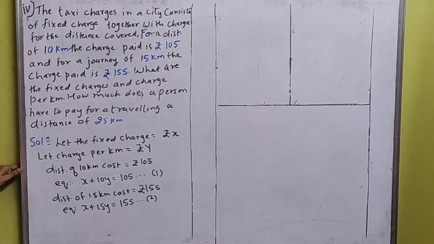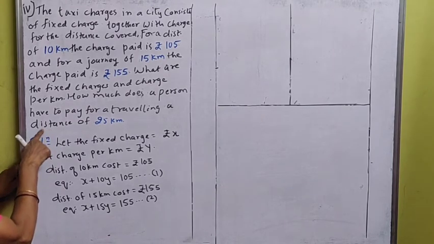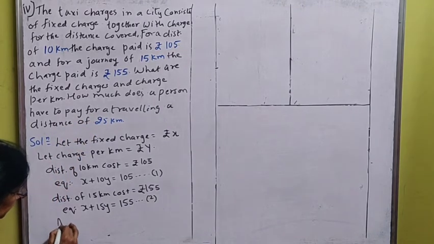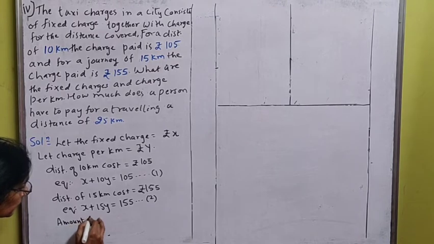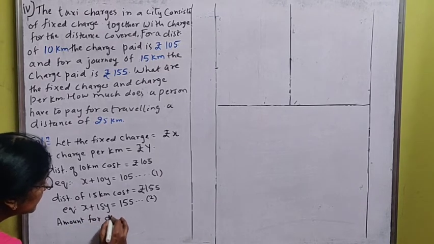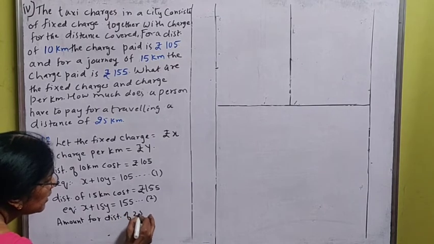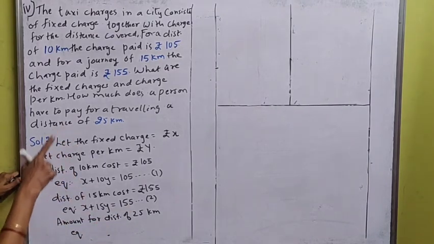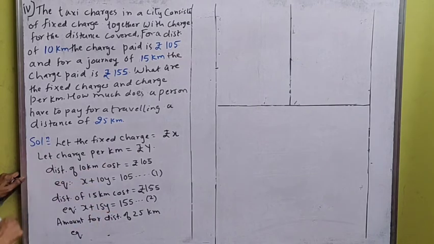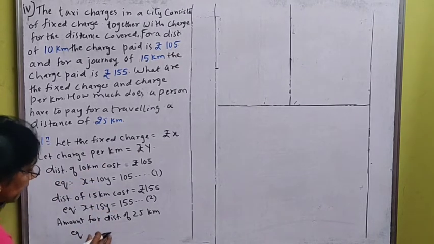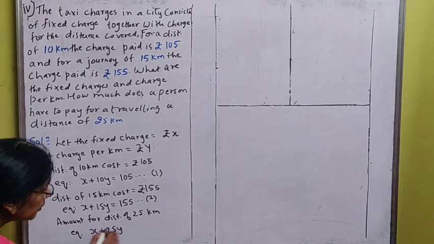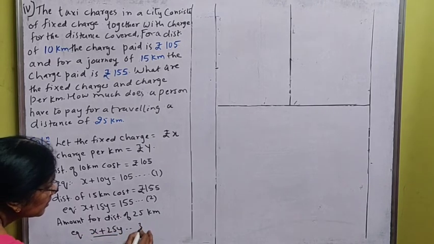There is equation number 3 also, because he asks what amount he has to pay for a distance of 25 kilometers. So what will the equation be? X, you have to pay the fixed charge, plus 25 kilometers. Per kilometer Y rupees is there. So it will become 25Y. So it is equal to X plus 25Y. So you have to find this out. This is your third equation.